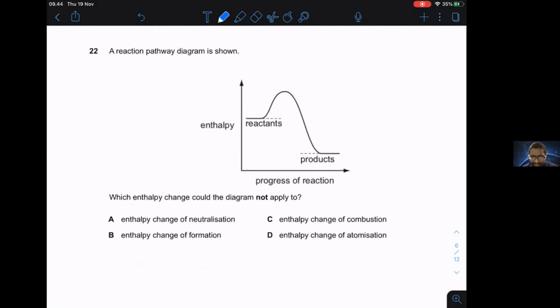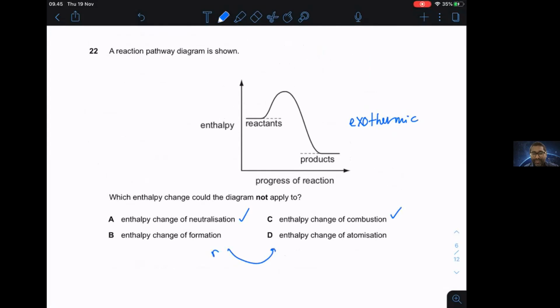So here, reaction pathway, reactants and products, you can see the reactant is higher in energy than the product. So definitely this is going to be energy being released. So it's exothermic. So they are asking which of the following are not exothermic. Okay, so we know that neutralization is exothermic. Combustion is exothermic. Formation, you want to actually form something. And then you have also atomization. So which one doesn't apply?